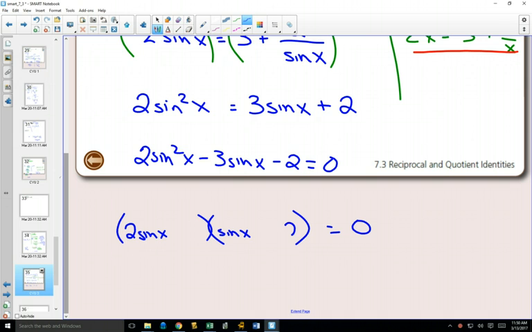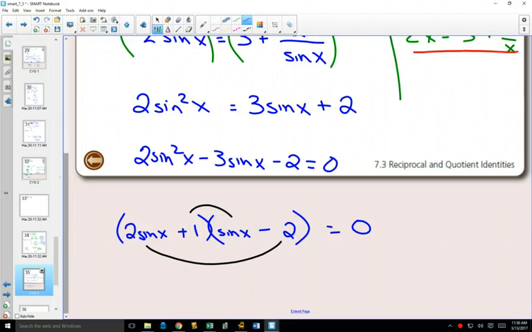Well, I'm going to need a 2 here and a 1 here. So my outside makes 4, my inside makes 1. So when I multiply that out, I could get a 3. How do I get a minus 3? I would need to have a minus 4 on the outside and a plus 1 on the inside.